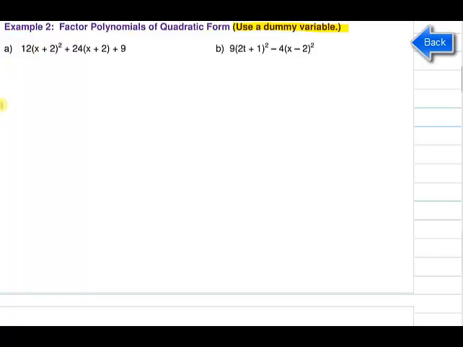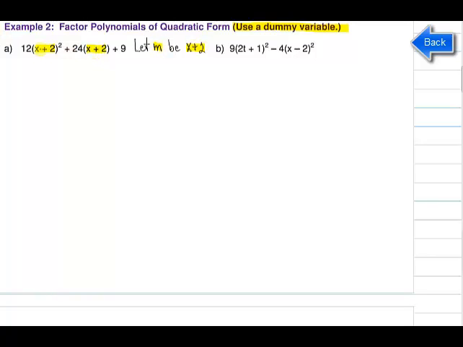Notice that instead of having 12x squared, you've got 12 times x plus 2 squared. Instead of having 24x, you've got 24 times x plus 2. So in place of a single variable, you have a binomial. So I'm going to suggest that you replace your x plus 2's with another variable. Don't use the x because the question has x in it. So choose another variable besides x. I'm going to use m, and I'm going to let m be x plus 2.